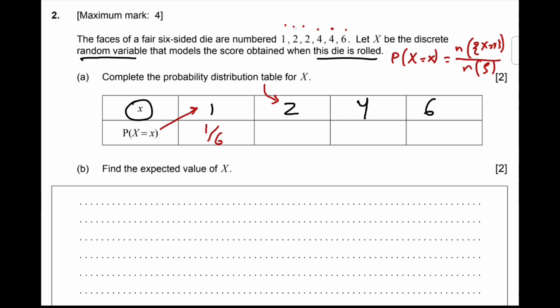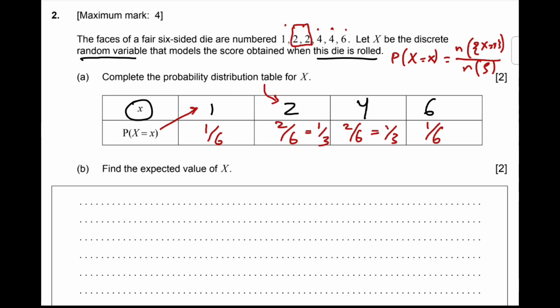Now for 2, we know that we have 2 sides that have the number 2, so it's 2 sides divided by 6, which is equal to 1/3. So there is a 1/3 chance of getting 2, which is higher than the 1 because there are 2 faces. Similarly, for the 4, 2 over 6, which is 1/3, and finally 6 is just 1 over 6.